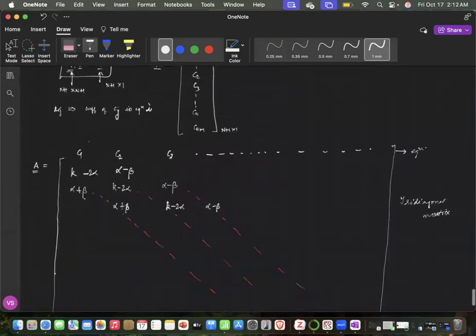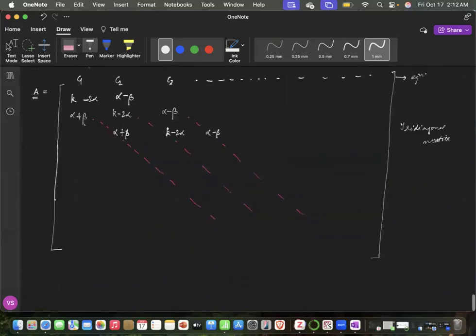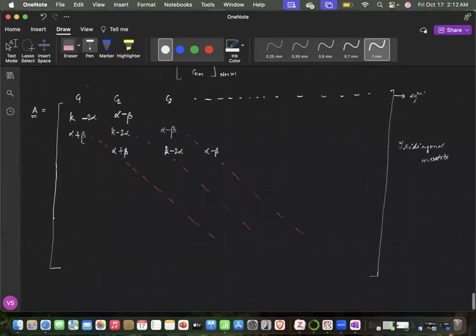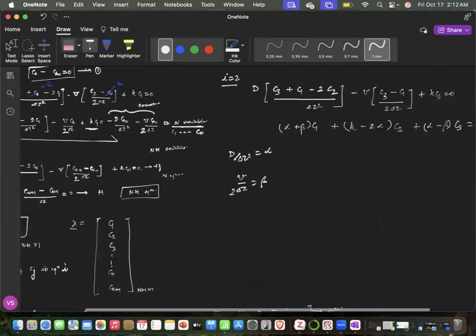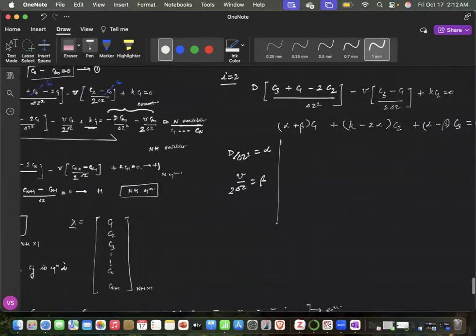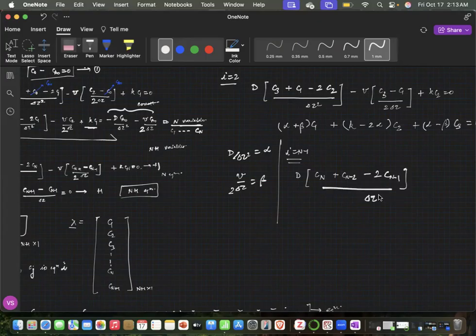So once again, at n minus 1, let's see the last 2 equations as well. So if you write an equation for I equals to n minus 1 over here, that's going to be d times (Cn plus Cn minus 2 minus 2Cn minus 1) over delta z squared.